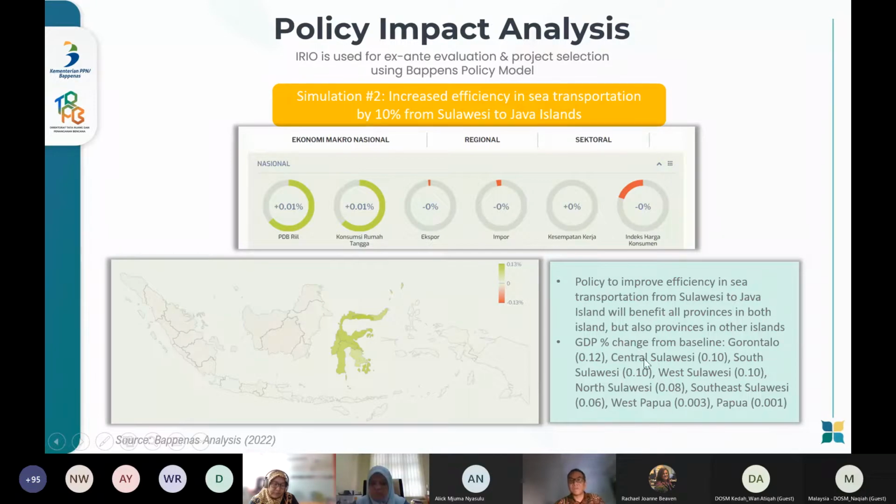Gorontalo received the largest impact, 0.12 from the baseline, while West Papua was 0.02 and Papua 0.01. This is because Sulawesi serves as the regional hub for the eastern part of Indonesia. There are two main ports here. One is at the north tip in Manado, and the other is in the biggest city in Sulawesi, Makassar.